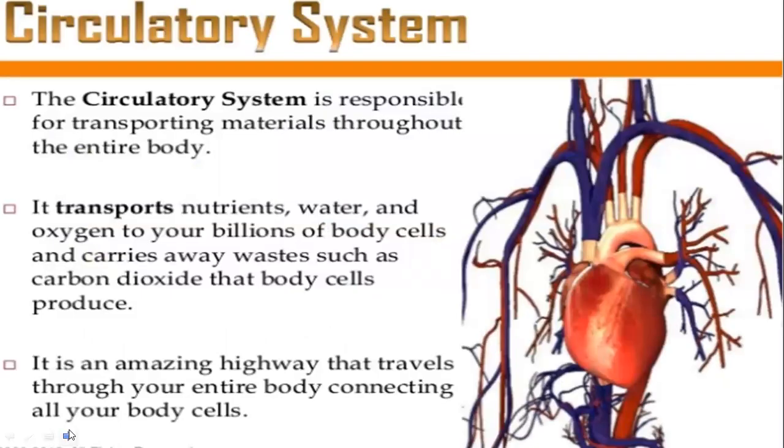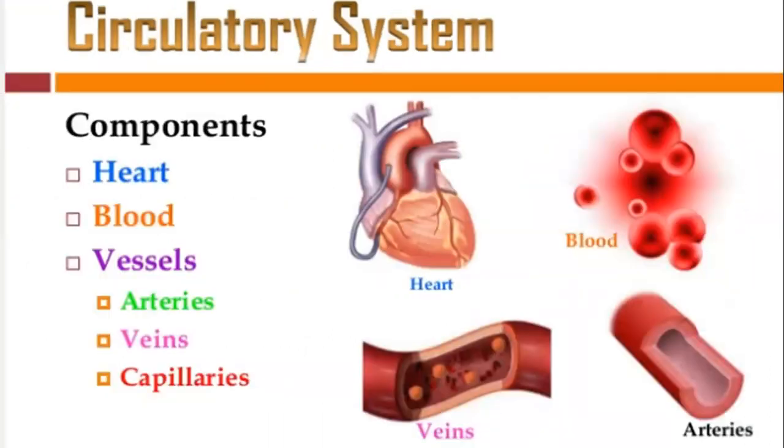Next, we have to discuss circulatory system. The blood circulatory system is responsible for transporting materials throughout the entire body. It transports nutrition, water, and oxygen to billions of body cells and carries away waste materials such as carbon dioxide that the body cells produce. It is an amazing highway that travels through our entire body, connecting all our body cells. Now, the components of the blood circulatory system are heart, blood, and blood vessels.